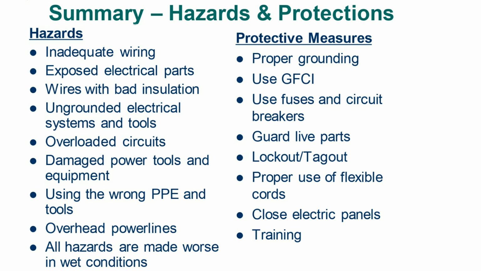Hazards and protections. Hazards: inadequate wiring, exposed electrical parts, wires with bad insulation, ungrounded electrical systems and tools, overloaded circuits, damaged power tools and equipment, using the wrong PPE and tools, overhead power lines. All hazards are made worse in wet conditions.